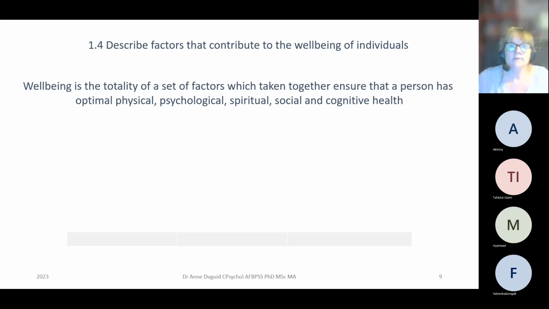Okay, so let's talk about well-being. What is it? And what kind of adds to it? Well-being is the totality of a set of factors, which when we take them together, ensure that a person has the optimal physical, psychological, spiritual, social, and cognitive health.